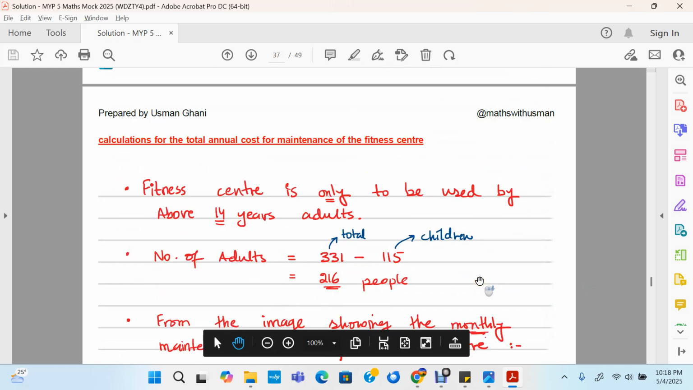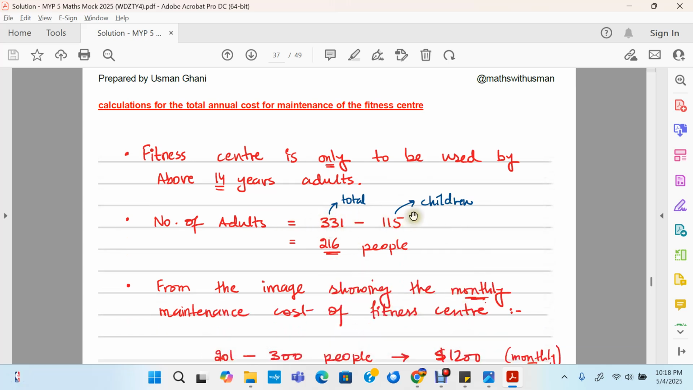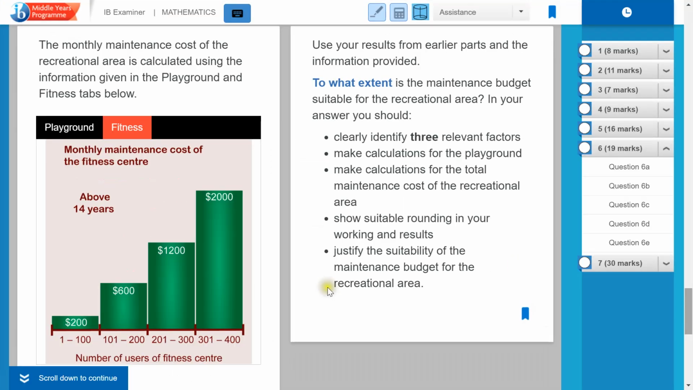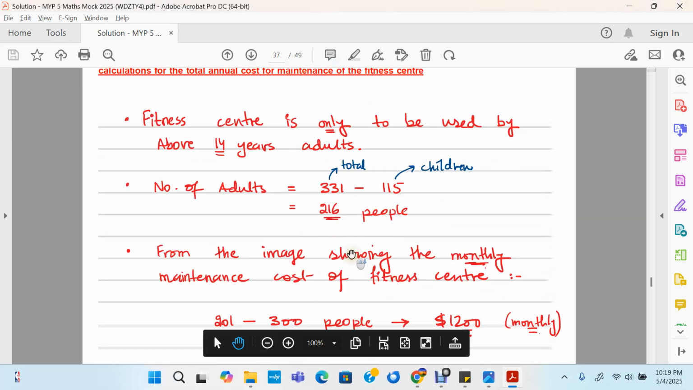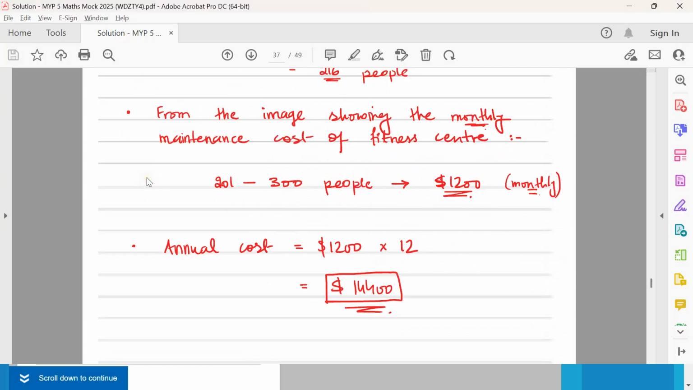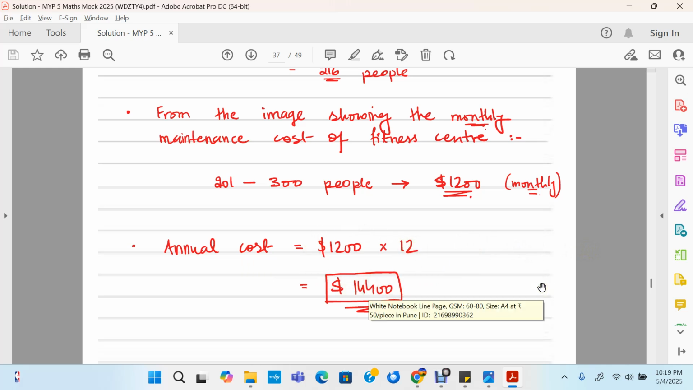For the fitness center, how many people in the fitness center do we have? The total frequency of 331 minus 115 children, you have 216 people. Let's look at the image: you fall in the category of 201 to 300. So your cost is 1200. Simple as that. That's the monthly cost, so you multiply it by 12. I correct my mistake, I think I made it in the previous sentences also. You multiply that by 12 and your answer is 14,400.